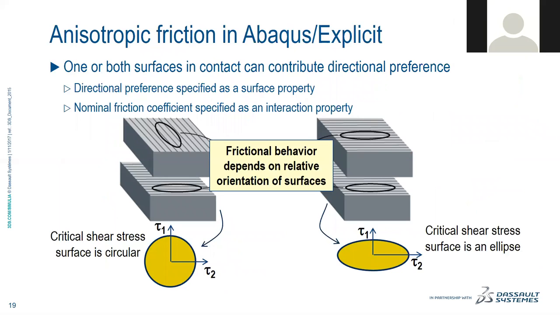Another new enhancement in Abaqus Explicit is anisotropic friction, which has always been in Abaqus Standard. So it's new right now, included in Abaqus Explicit. Basically, you can specify different friction coefficients in different orientations between two surfaces. Usually, the directional preference is specified in the surface property assignment, and you specify the friction coefficient in the contact property assignment and surface interaction. You can see here, for orthogonal or parallel directions, how the critical shear stress changes due to the direction of the friction of the two surfaces.